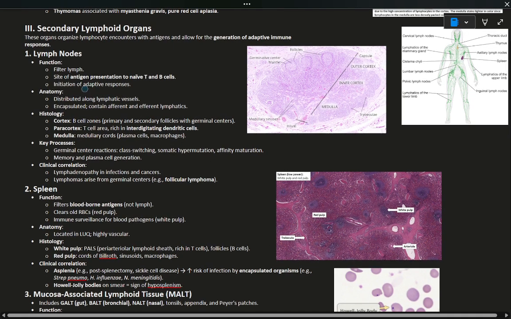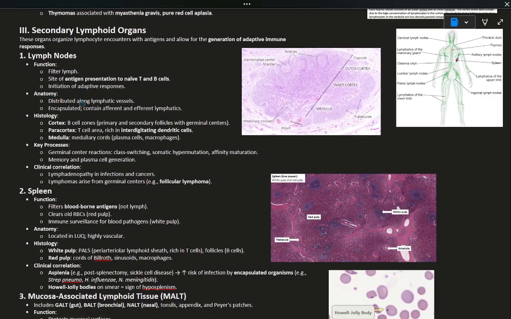Regarding the anatomy, the lymph nodes are basically distributed along the lymphatic vessels, as shown over here. They are also encapsulated, and they consist of afferent and efferent lymphatics.